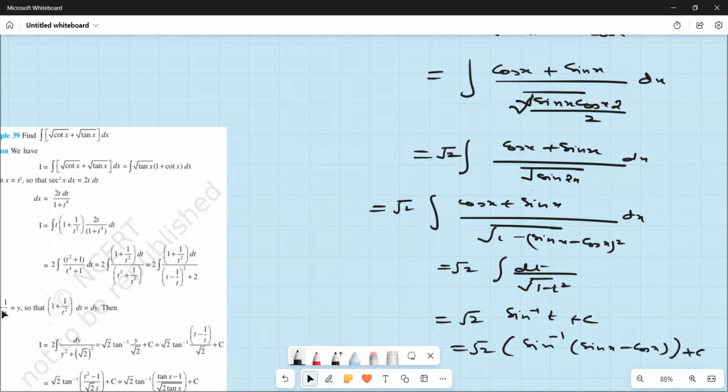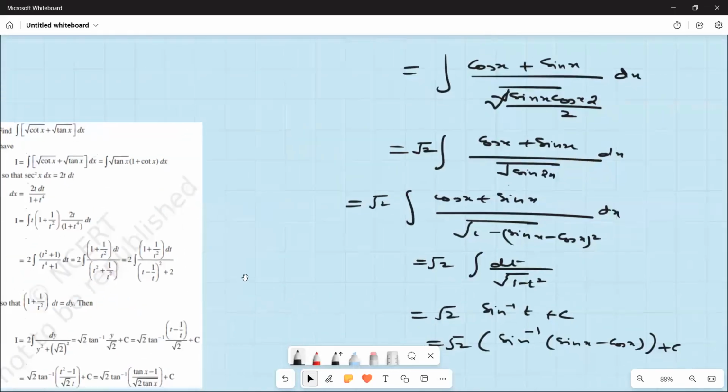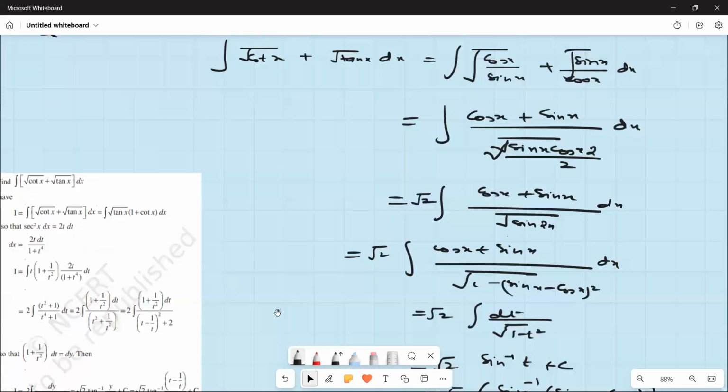Clear? Instead of doing this long method, we have done this method. In integration we can use any method, and the answers may appear multiple different. Clear?